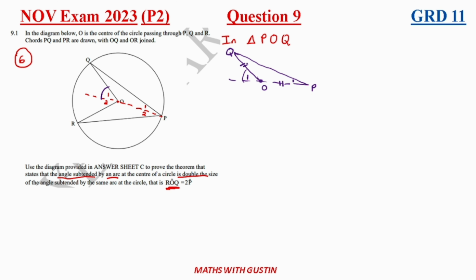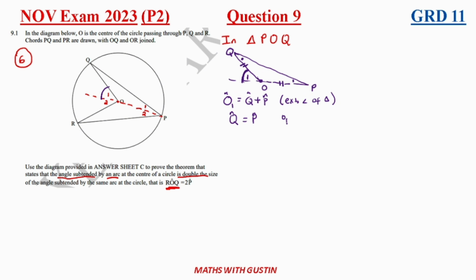Now this angle here is the exterior angle of a triangle, right? You would know that an exterior angle is equal to the sum of the internal opposite angles. So therefore O1 is equal to Q plus P. The reason here is exterior angle of triangle. However, because equal sides subtend equal angles, Q is equal to P.